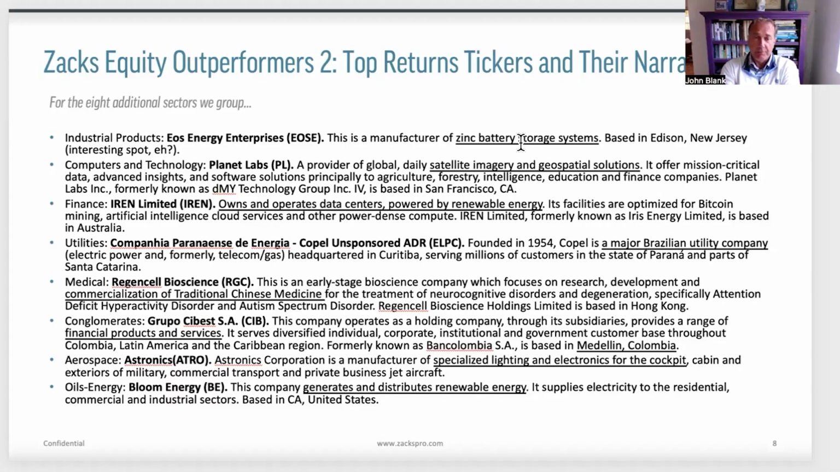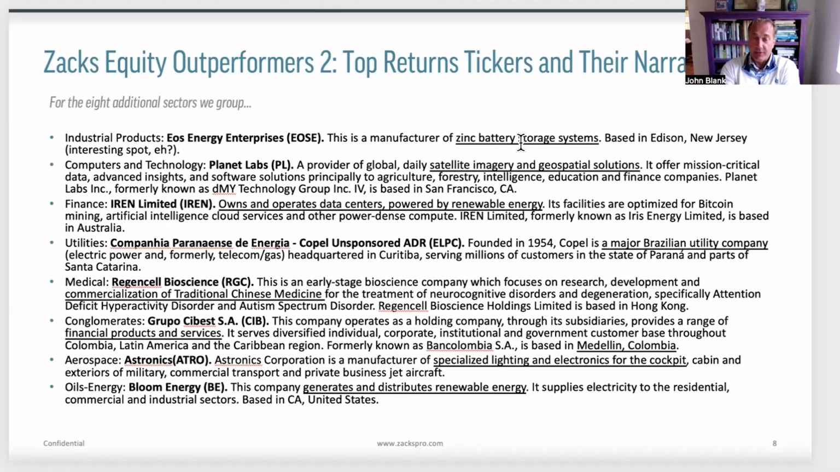Medical, Regencell Biosciences, ticker RGC. They're commercializing traditional Chinese medicine. So this is for ADHD and autism and other neuro disorders in your brain, basically. Chinese medicine is proven to be effective, and they're commercializing it. So centuries-old things are making a new way into the biotechnology space.